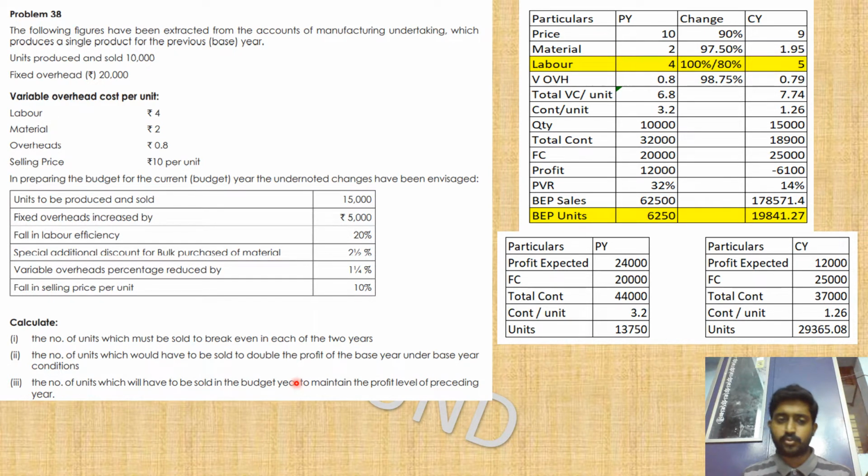So how many units have to be sold? This is a very simple problem, guys. Similar problems we have already seen, but in bits and pieces.